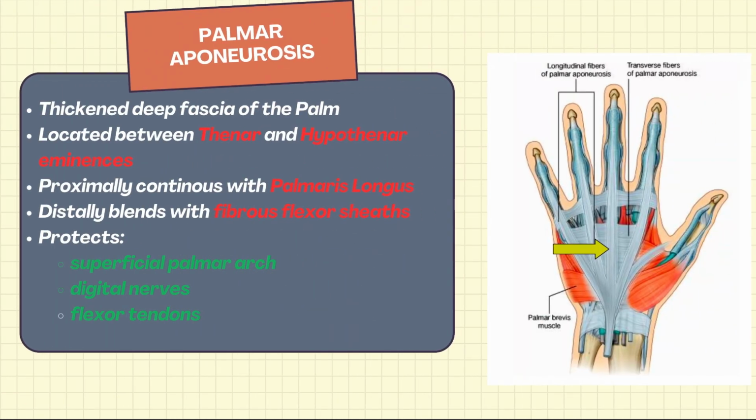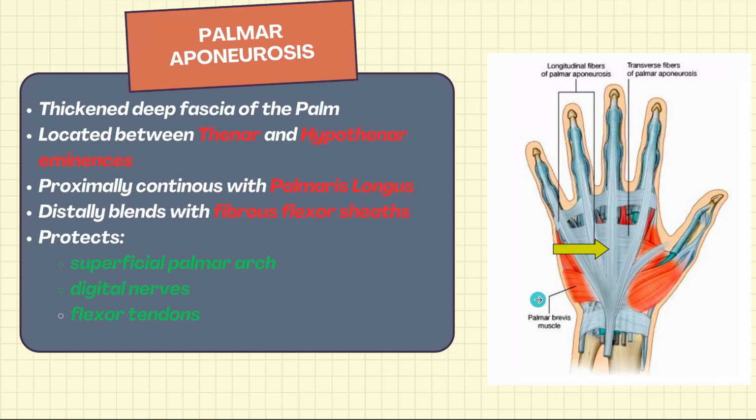Now that we finished the joints, we're going to talk about the fascias of the hand. The fascia of the hand has a superficial fascia and a deep fascia. The deep fascia is made out of the palmar aponeurosis. This palmar aponeurosis is located between the thenar and the hypothenar compartments. You might not know what these are right now, however we're going to mention them later on once we get to the muscles.